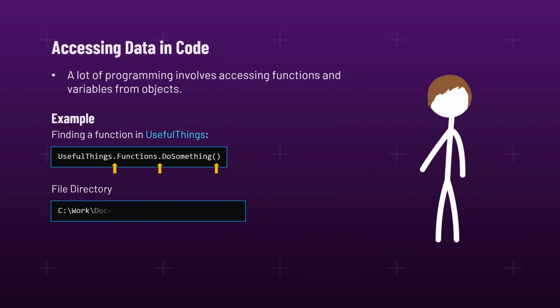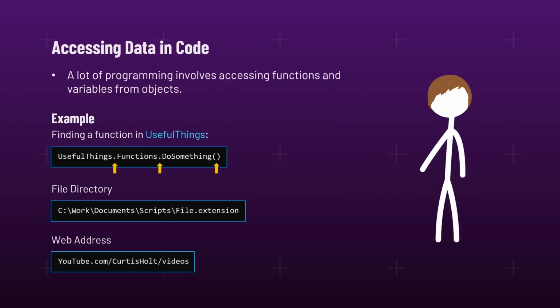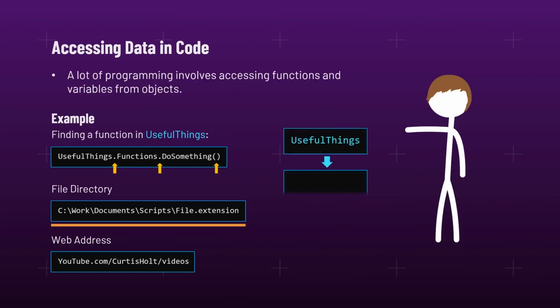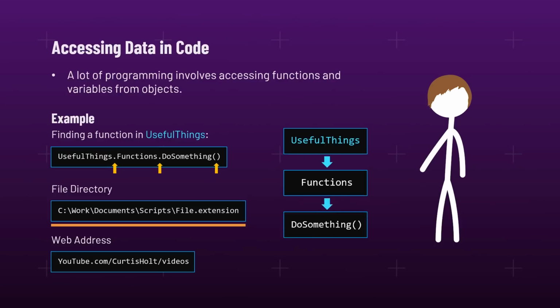Think about how a web address or a file directory works. You start off in one folder, and then level by level you descend into other folders until you find the file you want. This is essentially what's happening in our example, except instead of slashes, we're using periods to navigate to different areas. What we're saying is, inside of the useful things library, I want to look for the functions area, and then look inside of there for the do something function. This is generally how you navigate through data in programming languages. Most languages follow this kind of syntax.